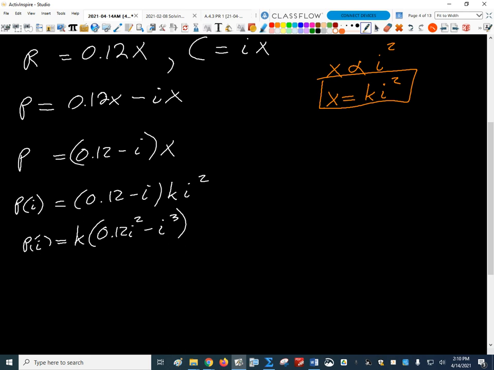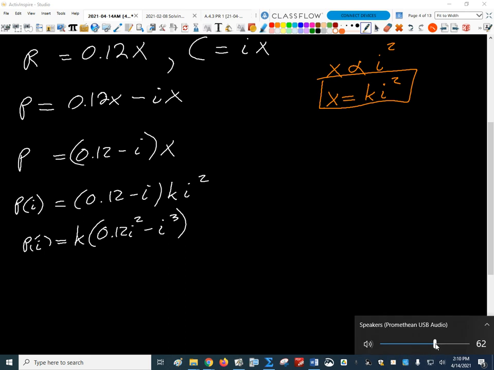So if I is the interest rate, what would my domain be here? I'm super lost. Okay, ask a question. Wait, so P equals 0.12x minus ix to the next step, I just completely lost track. From this step right here?